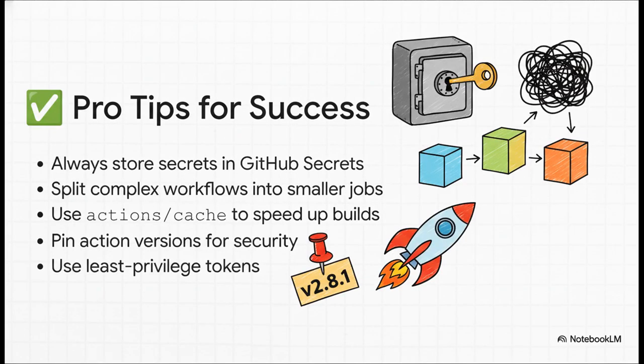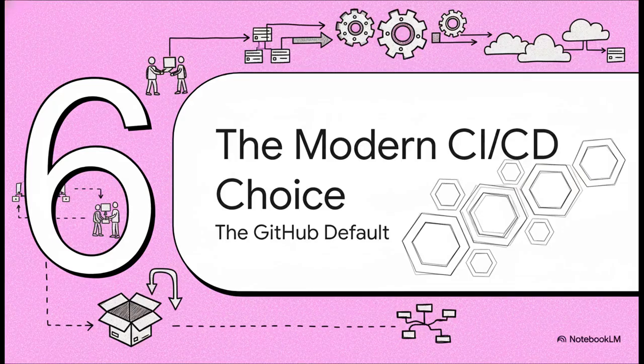But don't worry. For every trap, there is a pro tip. Instead of hard-coding secrets, always use GitHub's built-in encrypted secrets. Instead of one giant workflow, break your logic down into smaller jobs. To speed things up, make sure you use the official actions/cache action. And for security, always pin your action versions to a specific commit and use tokens that have the absolute minimum permissions they need.